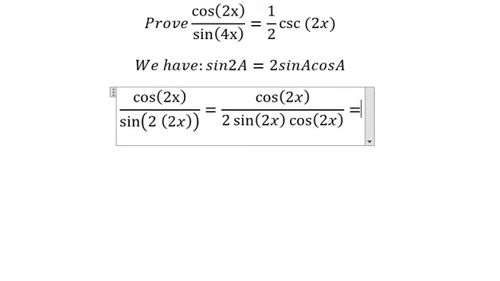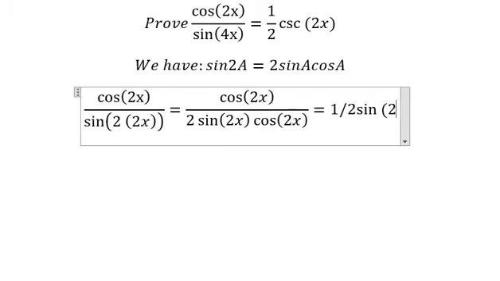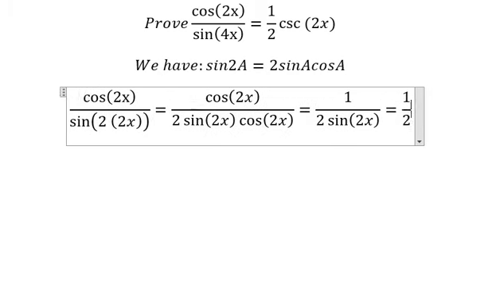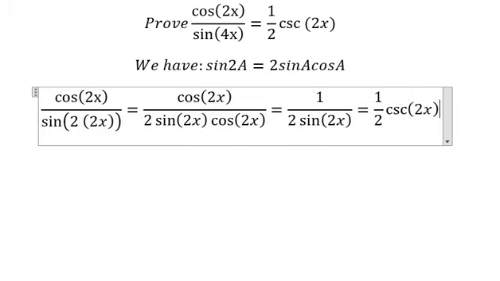And this one we have 1 over 2 sine 2x. And we have 1 over 2 cosecant of 2x. This is the end. Thank you for watching.